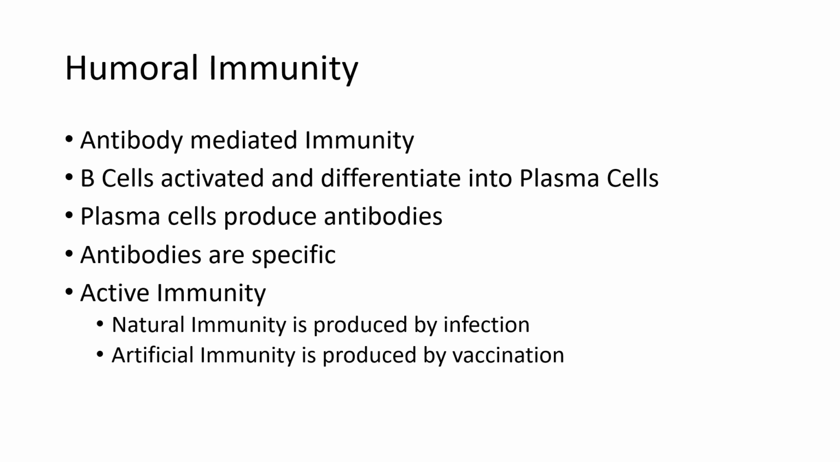Humoral immunity is also known as antibody-mediated immunity. B cells become activated by encountering an antigen or being presented an antigen by an antigen-presenting cell. They can then differentiate into memory cells or plasma cells. The plasma cells produce antibodies to the antigen to destroy the current infection. The memory cells are ready if you become infected a second time. These antibodies are specific to a certain antigen. Natural immunity is acquired by infection, and artificial immunity is produced by vaccination. Both of these are active immunity.